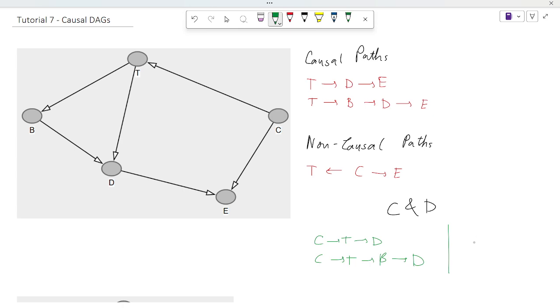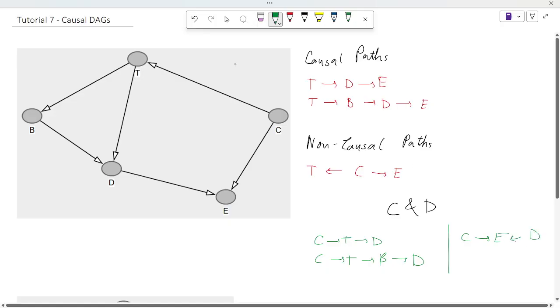A collider is forming here at E. Yep, perfect. So that's your only non-causal path. With that, let's move on to our next part then.